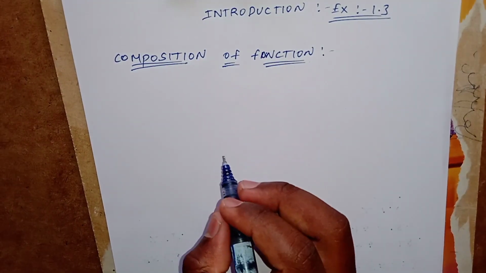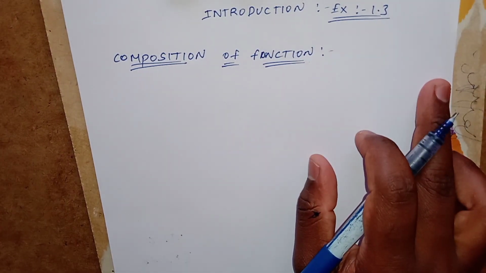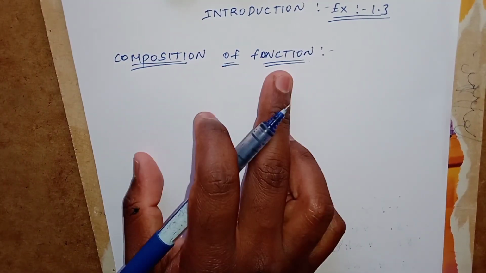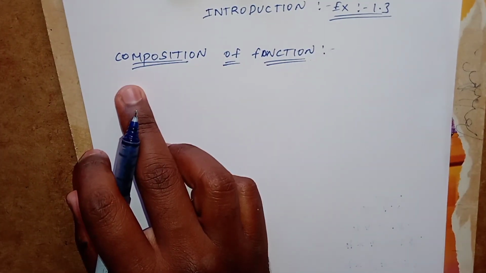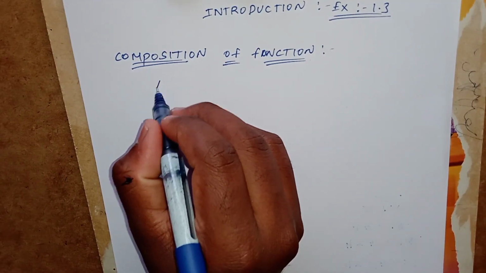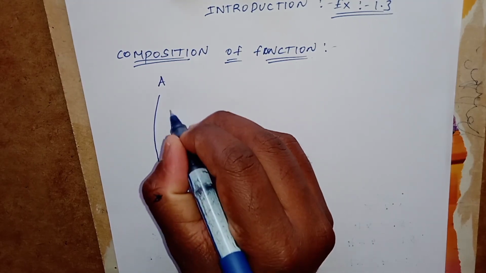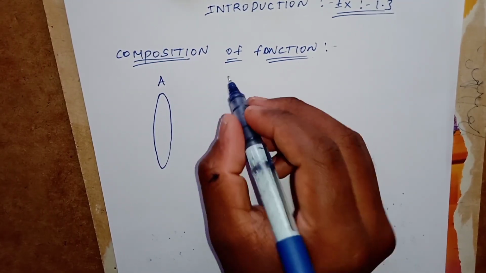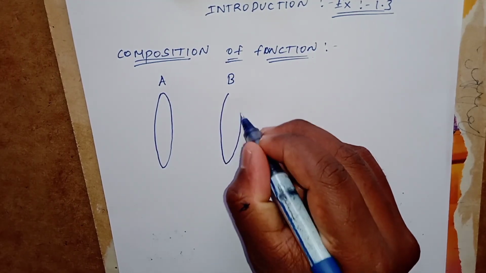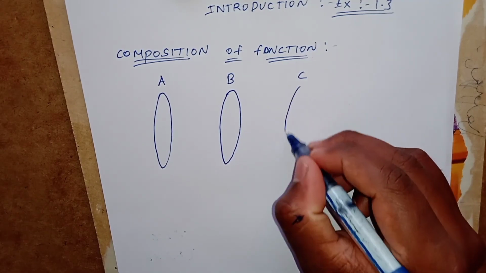Here we have studied about set A and set B, two functions. Here composition of functions means more than two functions. For example, I am taking set A, set B, set C.